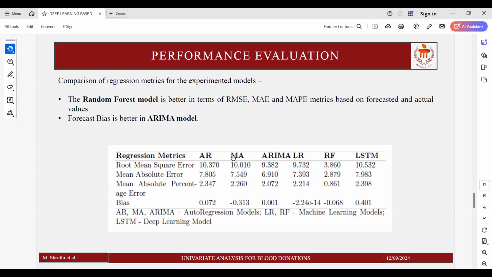Here we find that the value closer to 0 is the most efficient model. So the random forest model is comparatively the better model. With long short-term memory, neural networks should actually work better, but because we have only 36 data points, it is not enough for training a neural network, which can be enhanced further. So random forest is the best model compared to the other models with respect to RMSE, MAE, and MAPE metrics, but for forecast bias, the ARIMA model is better. Here there is a negative value, which says that it will overestimate the forecast. Random forest overestimates the forecast.